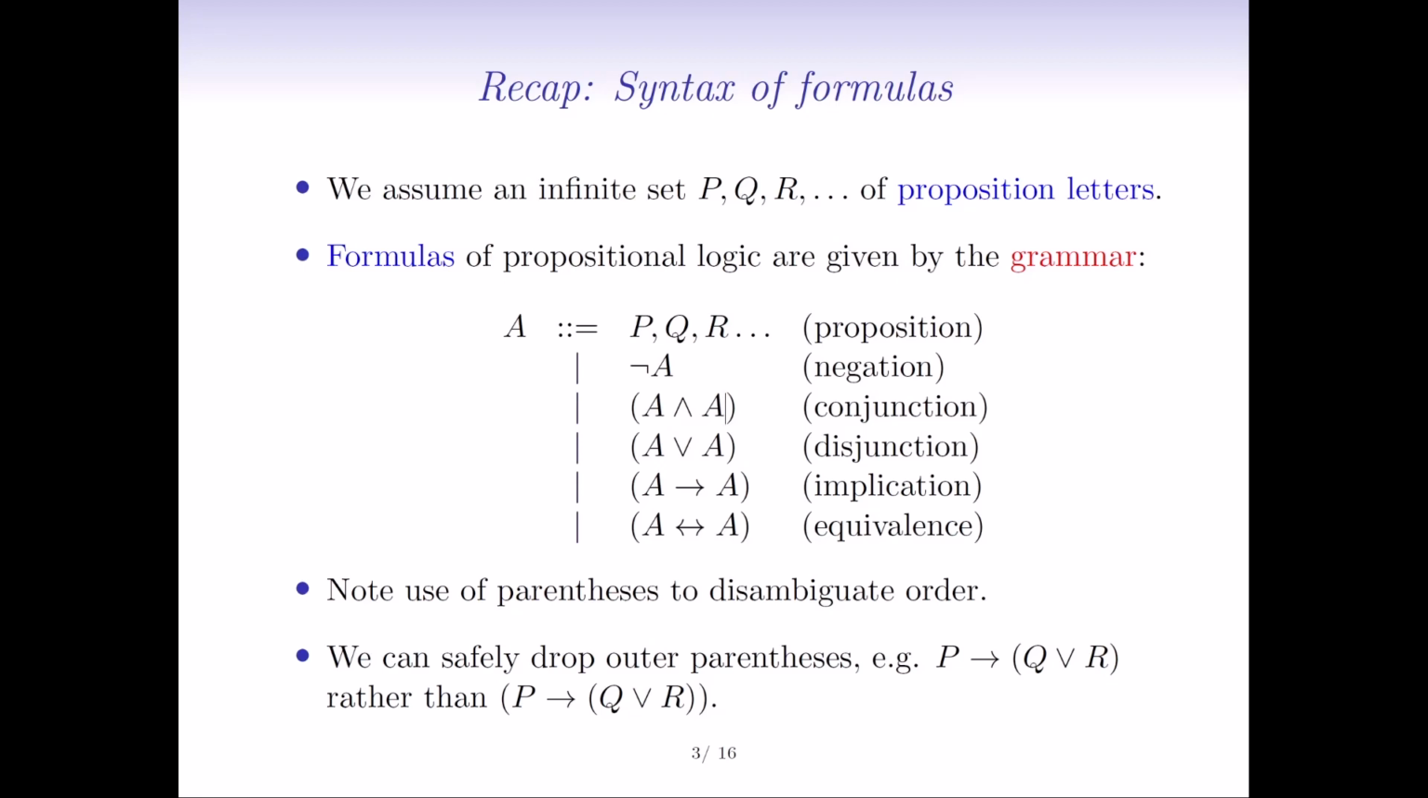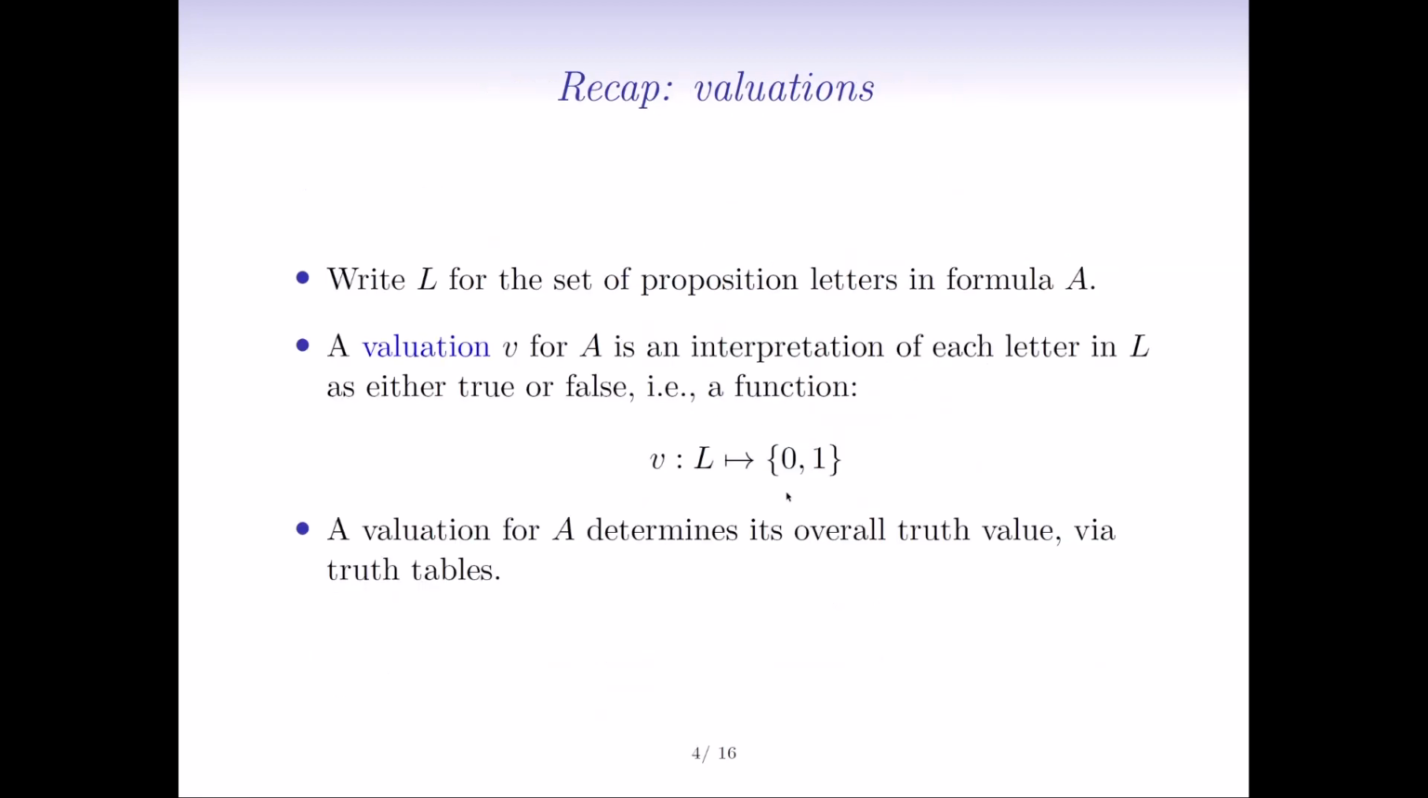However, we can obviously drop the parentheses around the very outside of formulas, so we don't have to have the outermost parentheses. That's okay. And we don't use parentheses around negations either, so we write not A rather than not A in brackets. And the reason for that is that we have an assumed precedence order where not binds tighter, or has a greater precedence, than any of the other connectives. So that's syntax, simple enough.